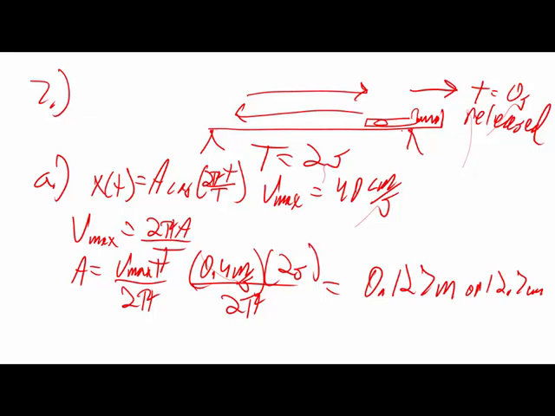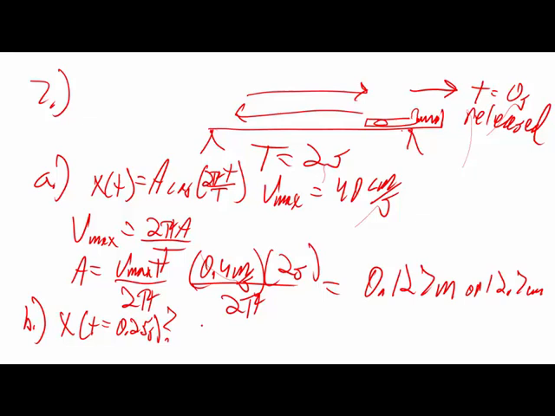Now, part B says what? It says, what is the glider's position at 0.25 seconds? So we want to know what x is at time 0.25 seconds, right? You say, well, how in the world are we going to find that? We're going to use this equation right here I just wrote.